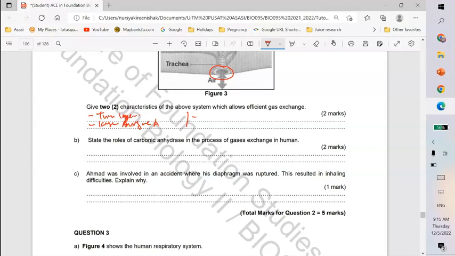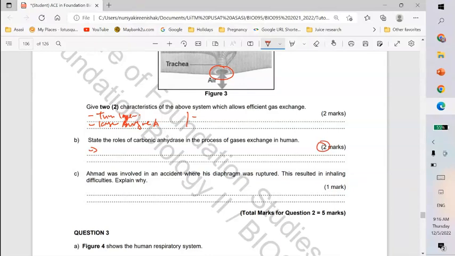So you have to include that as well for this question. State the roles of carbonic anhydrase in the process of gas exchange in human. Okay, so it catalyzes the reaction, that is already correct. Carbonic anhydrase catalyzes the reaction between water and carbon dioxide to form carbonic acid. Do not stop the full stop there, continue to produce hydrogen ion and bicarbonate ion. Hydrogen ion increases the acidity of the blood or decreases the pH of the blood, and the bicarbonate ion concentration also increases in the blood. So you can add that point into your answer, because they want two points here.